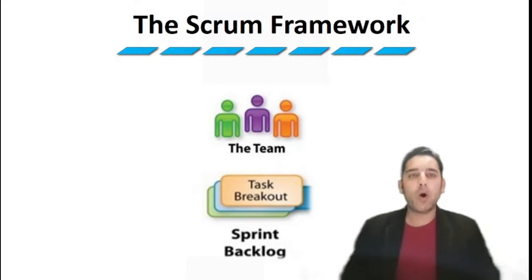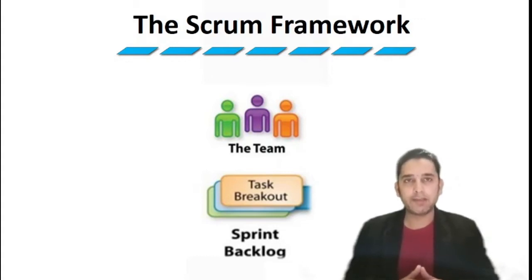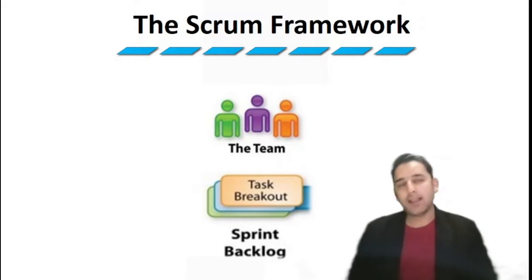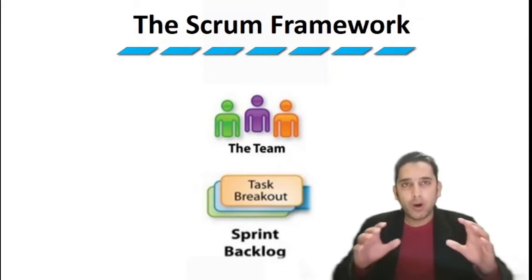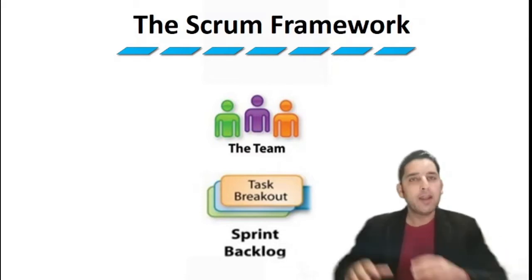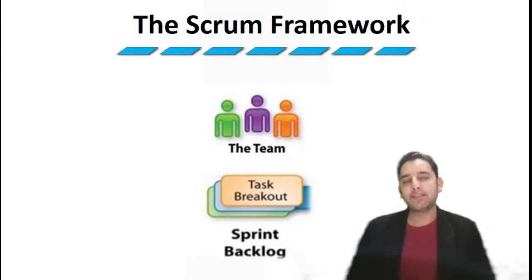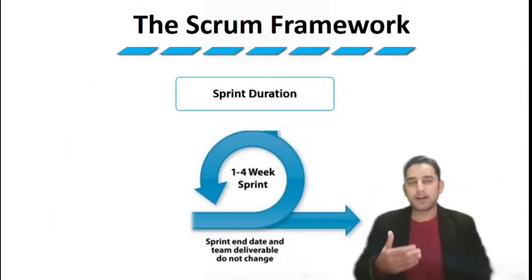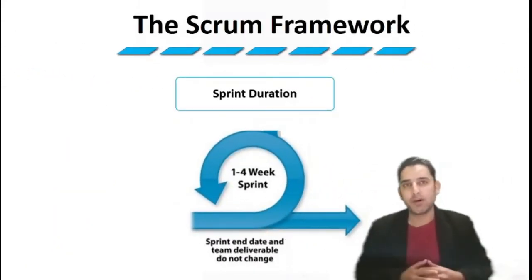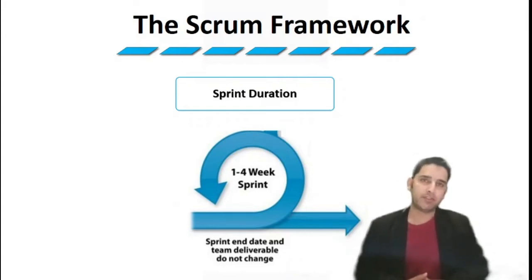The team then also decides how they are going to accomplish their work, because the team in Scrum is a self-organizing team. Self-organizing means that the team has the capacity to organize their work without a directive from above, and that's the fundamental concept of the Scrum framework. As I mentioned before, the duration of Scrum sprints generally lasts from 1 to 4 weeks, and that's just a standard practice of Scrum framework sprints.